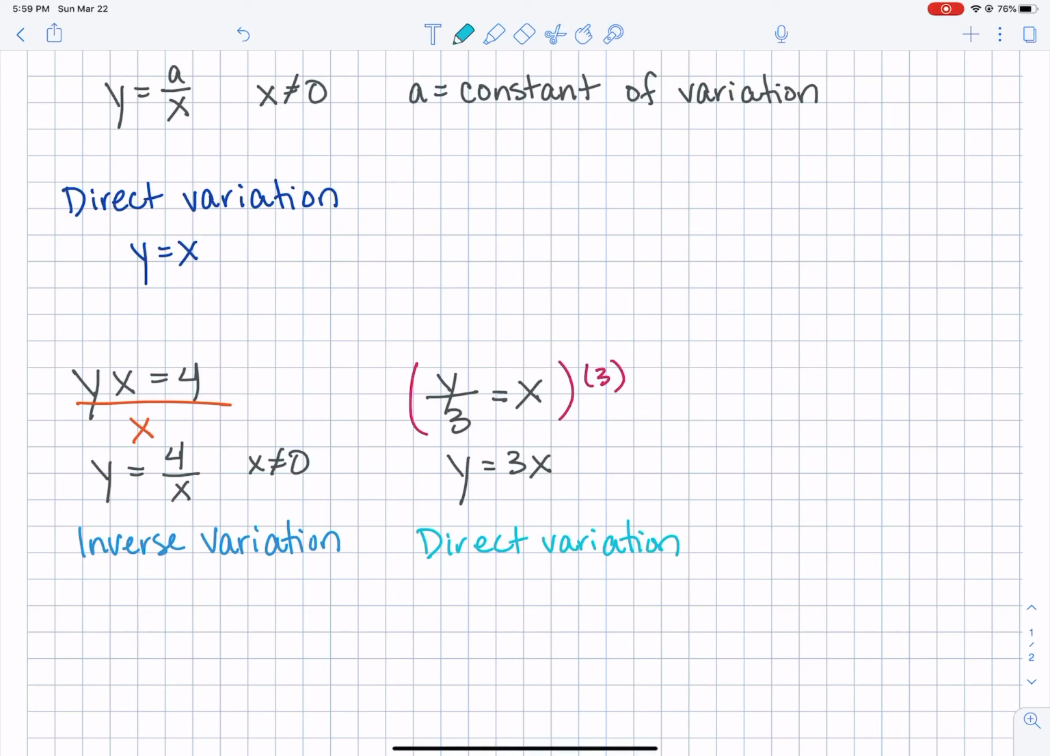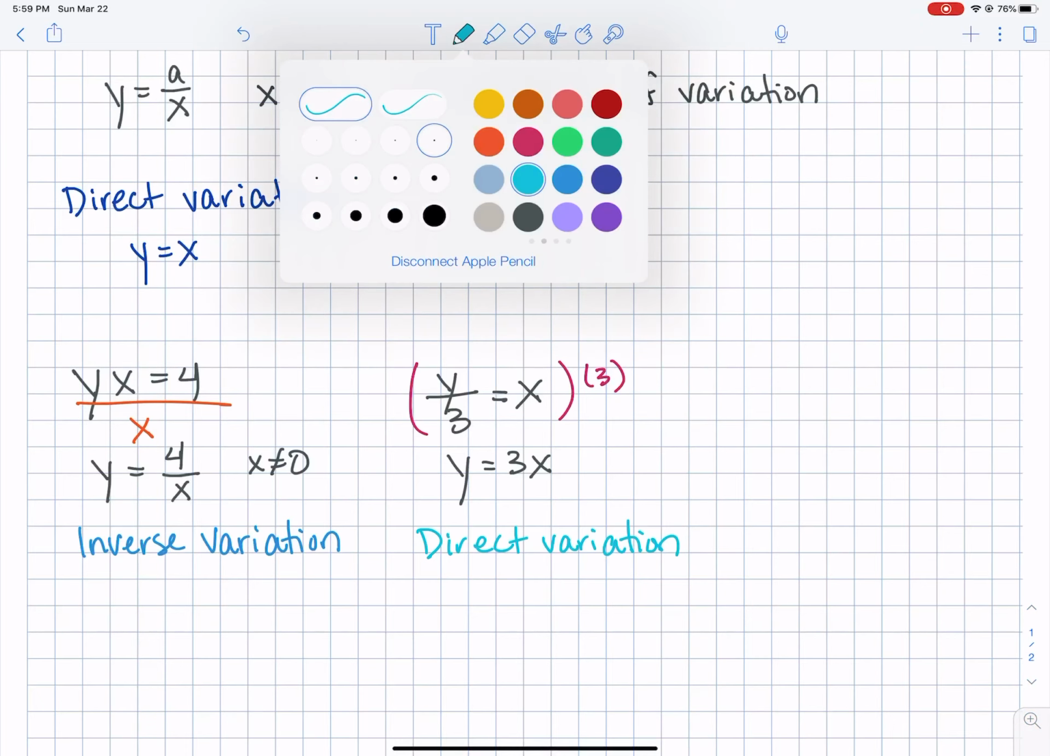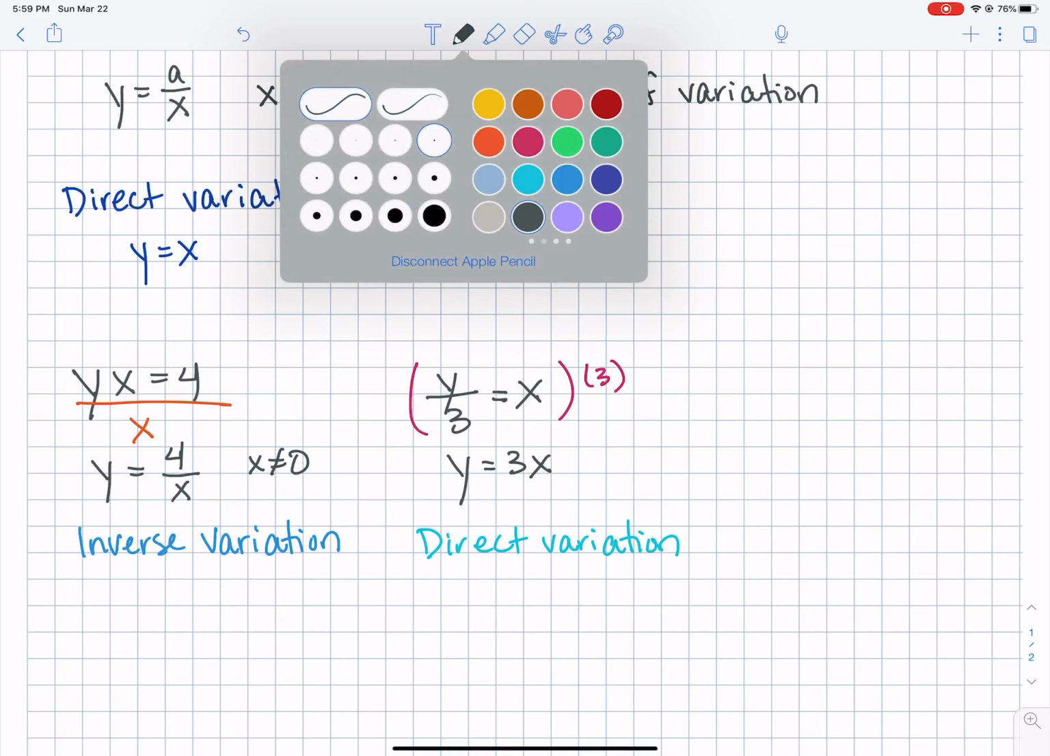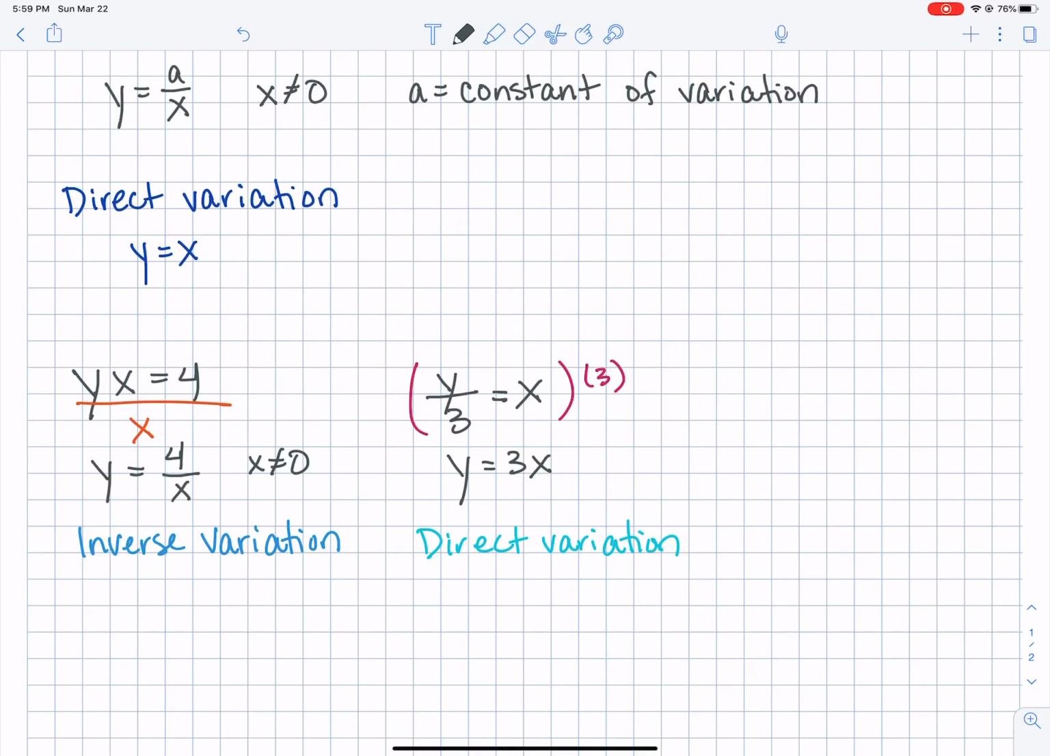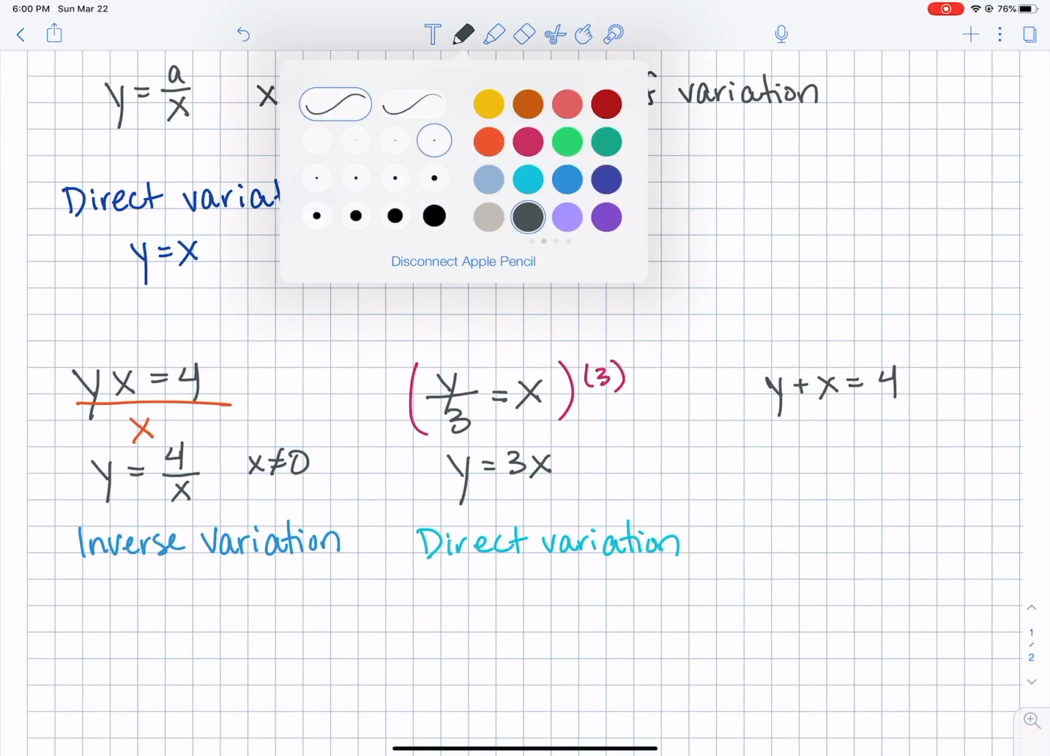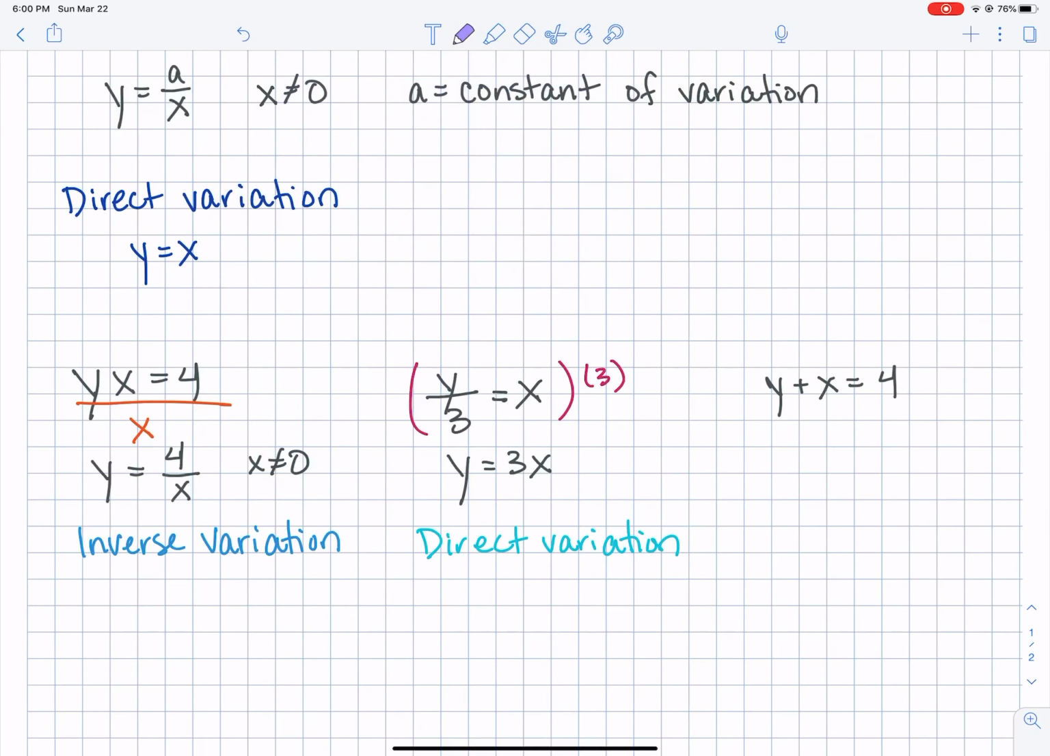So far we've had inverse variation and direct variation. And so there are also times when we might have neither inverse nor direct. And that would be something like this, where I have y plus x is equal to 4. And again, solving for y to see it nice and clearly, I'm subtracting x on both sides. I get that y is equal to 4 minus x.